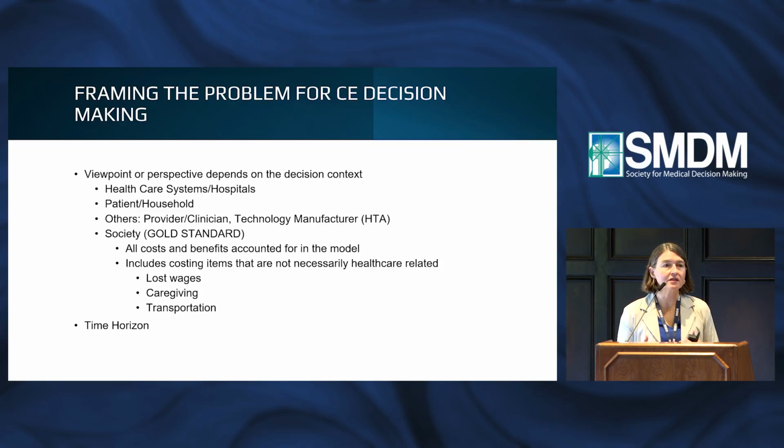And then lastly, the time horizon. So you'll hear the term time horizon, and that could be within 1 year or 5 years, or if it's spine surgery, 7 to 10 years. So the time horizon can also help us determine whether something is or is not cost effective, and at what time point is it cost effective.